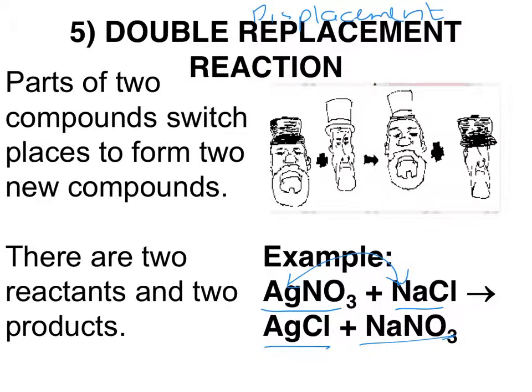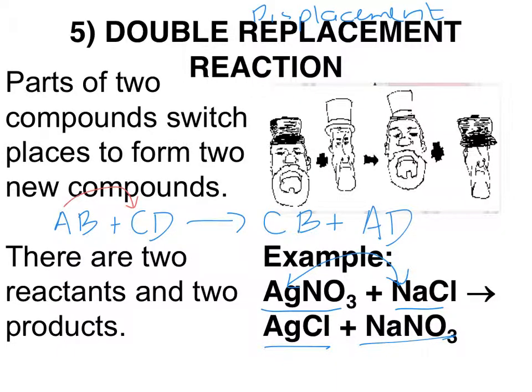So the generic version of this looks like AB plus CD becomes CB plus AD. The compounds in the front switched.